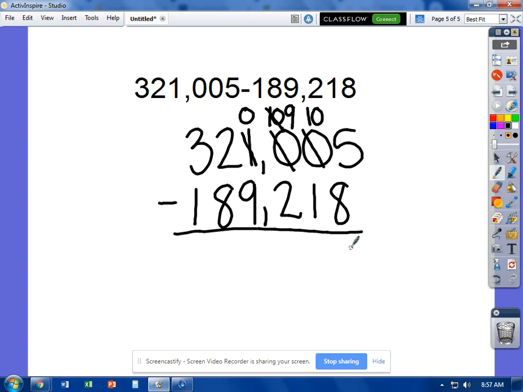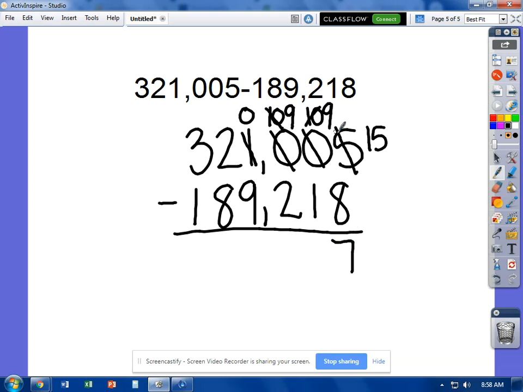But it has still not helped me with this problem yet. So the 5 asks the 10, hey, 10, can I borrow from you? The 10 says, yes, finally I have something to give. It becomes a 9. This becomes a 15. I have finally been able to solve my 5 minus 8 issue. I can do 15 minus 8, which leaves me with 7.